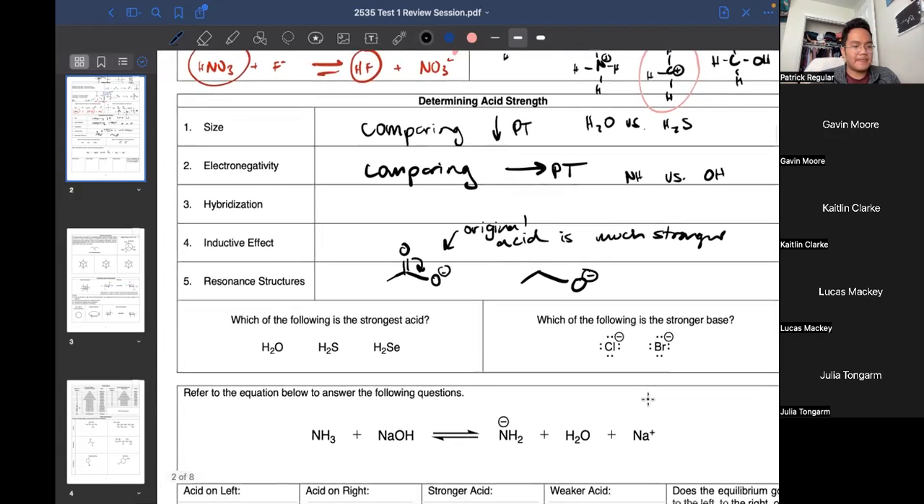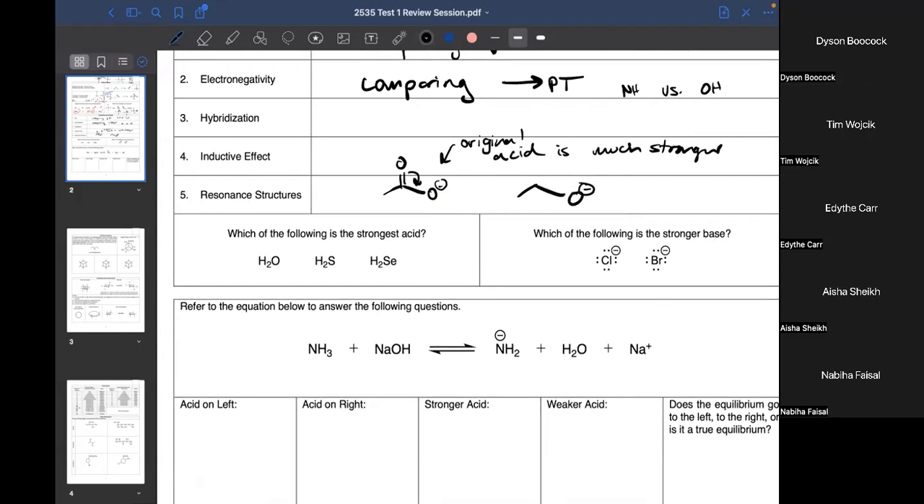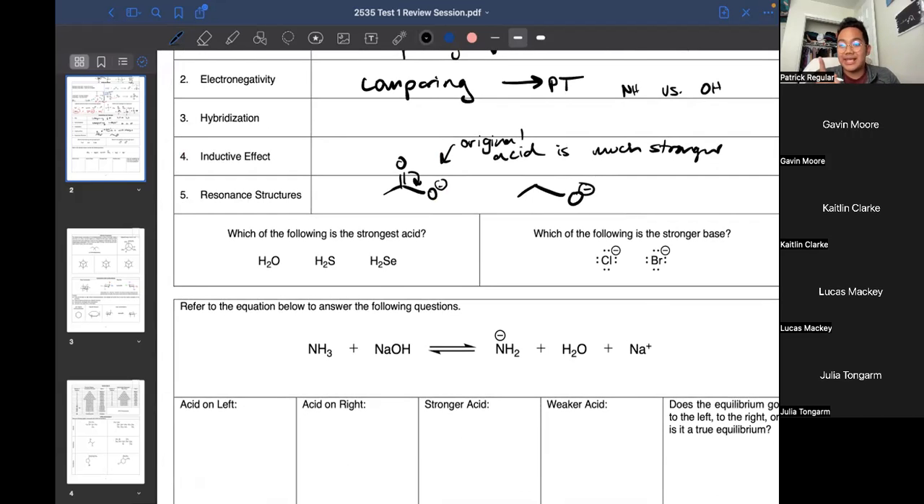Anyone have any questions on that? Well, yeah, I'm sorry. So you said that the original acid is stronger because it has resonance, correct? The conjugate base has resonance. Okay. So if the conjugate base has resonance, that means the original acid is stronger because it's a weaker base? Yeah, because it's weaker.